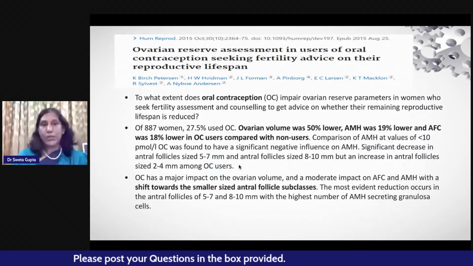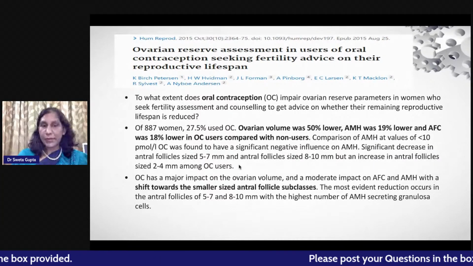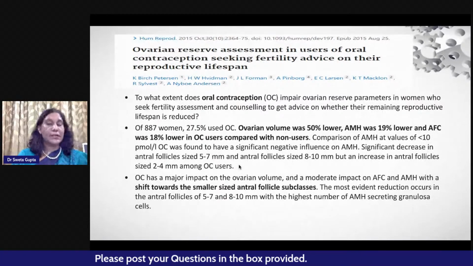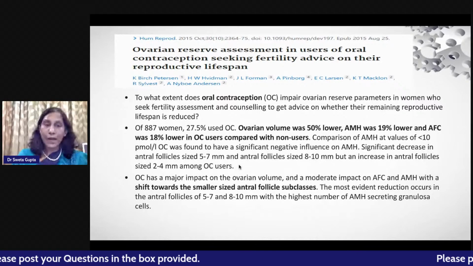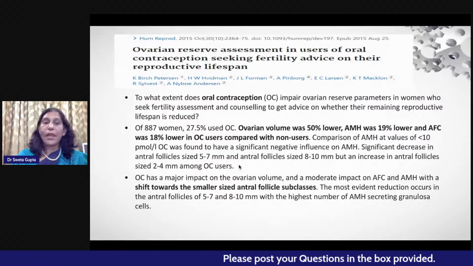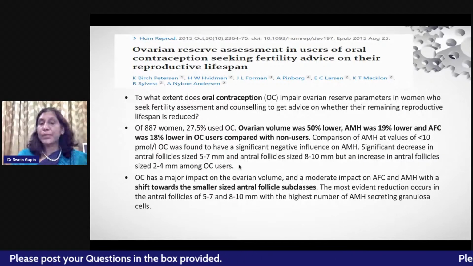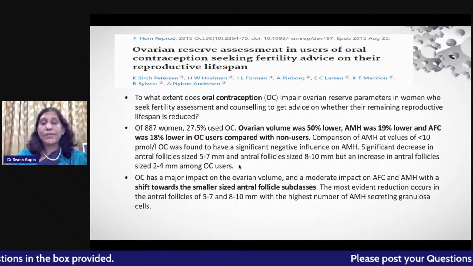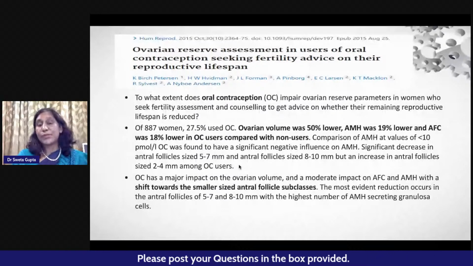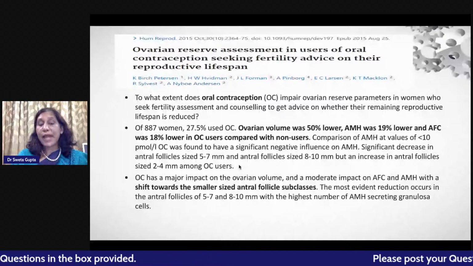This study by Peterson et al., published in 2015, compared the ovarian reserve in users of oral contraception pills seeking fertility advice. They found that the ovarian volume was 50% lower, AMH was 19% lower, and AFC was 18% lower in oral contraceptive users compared with non-users. Comparison of AMH at values less than 10 was found to have a significant influence on AMH. And they found that there was actually a shift towards a small sized antral follicular subclass.